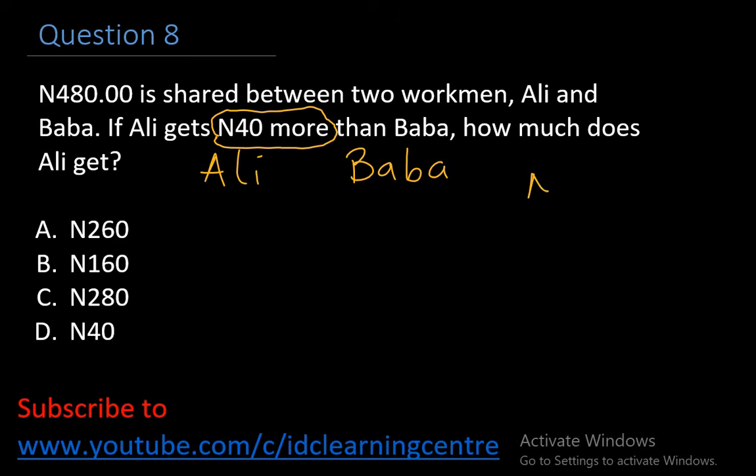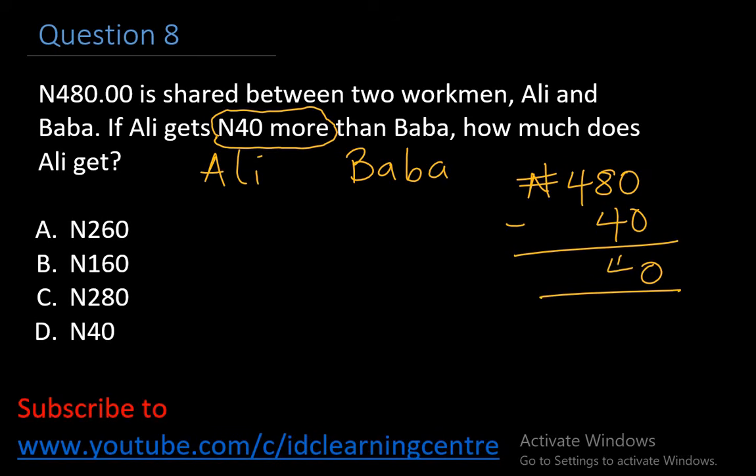I want to share 480 between Ali and Baba. So since there is more, step 1, I'm going to subtract the more from the amount. If I subtract the more, I'll be left with 440. Once you subtract the more, step 2, divide what you have equally between the two people. If I divide 440 into 2, Ali will get 220, Baba will get 220, because 220 plus 220 is 440. Remember, I removed the more before dividing.